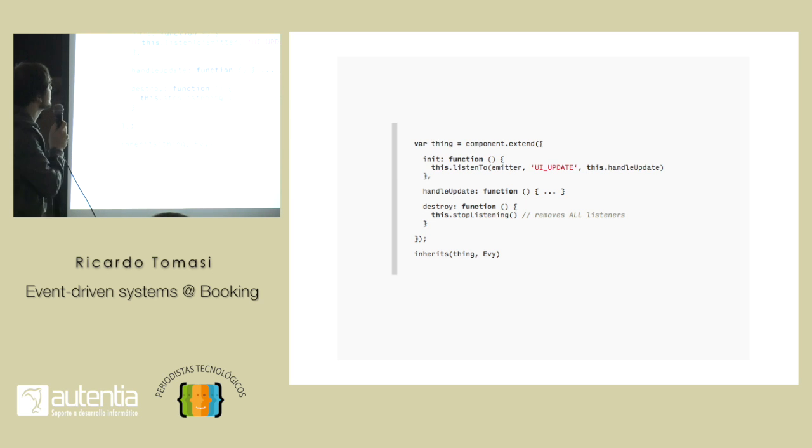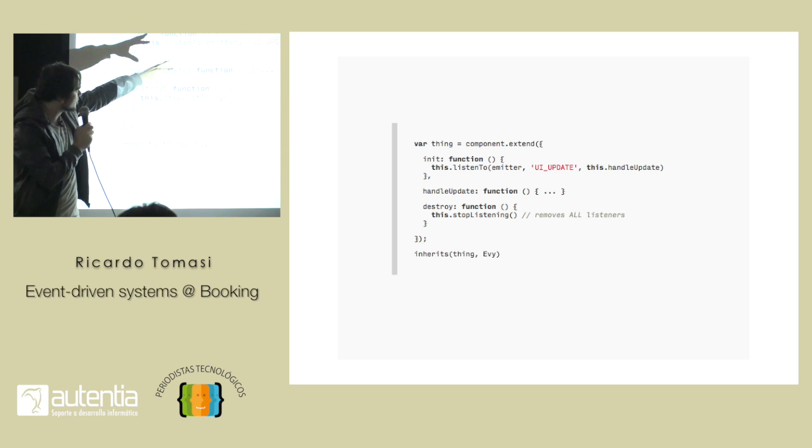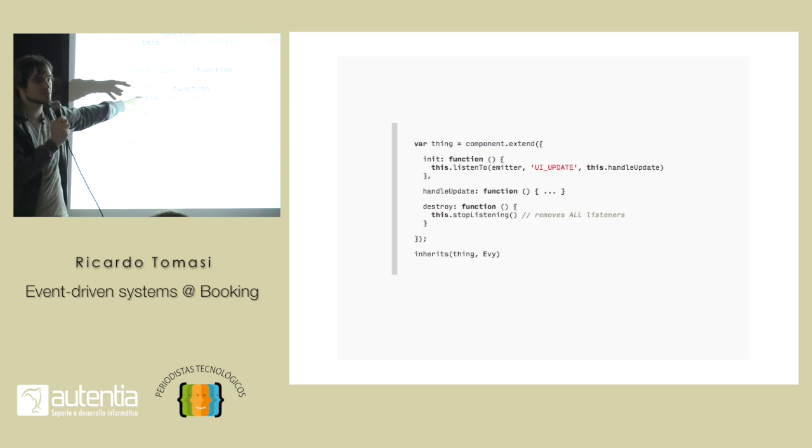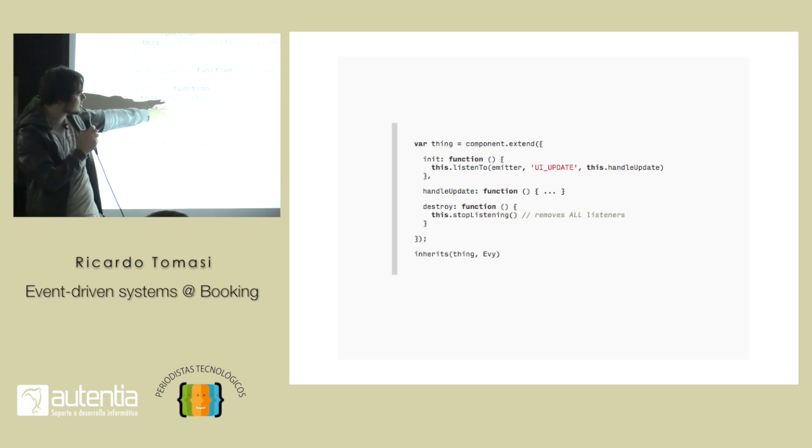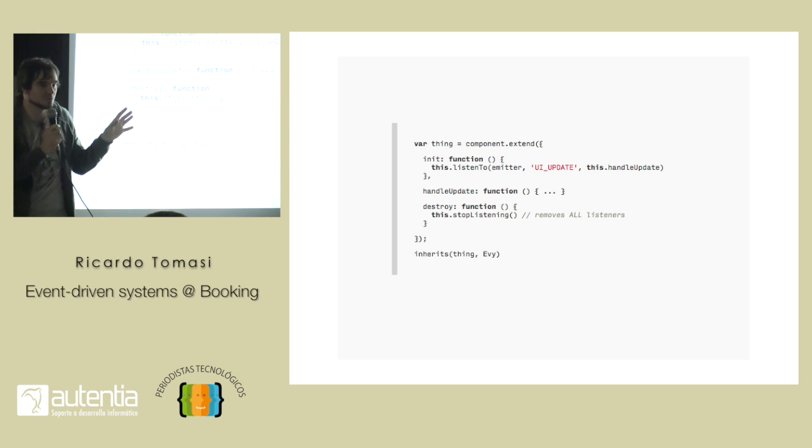So for example, we have a component here. You want to listen to UI update, which happens somewhere else. And when you remove this component, you want to remove that listener. You don't need to do remove listener, UI update, something. You just call stop listening, and everything is removed for you.